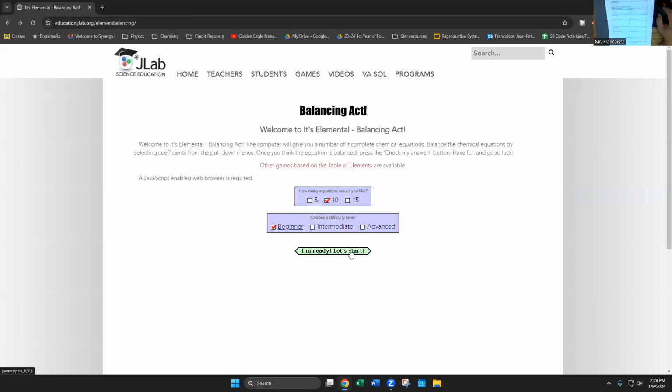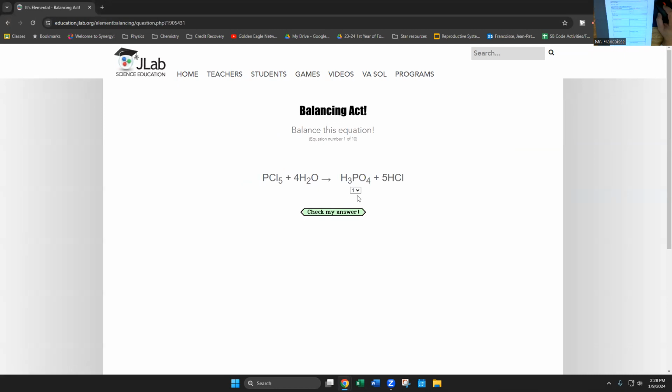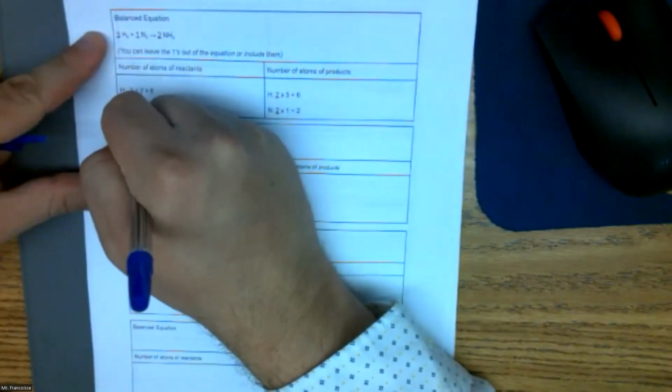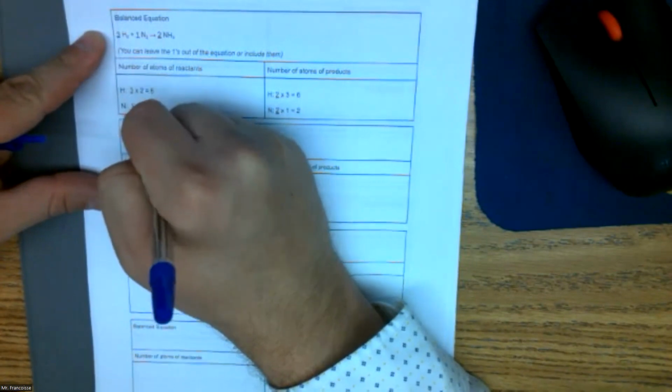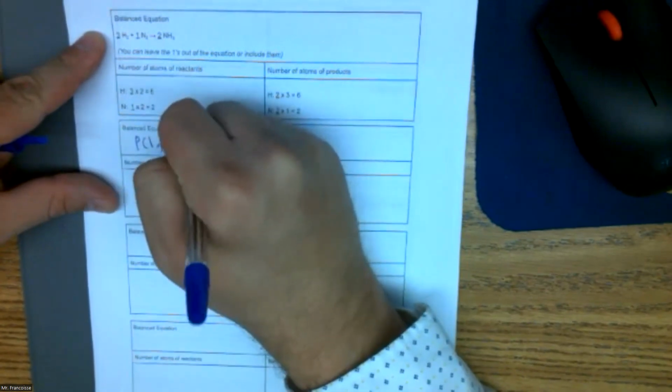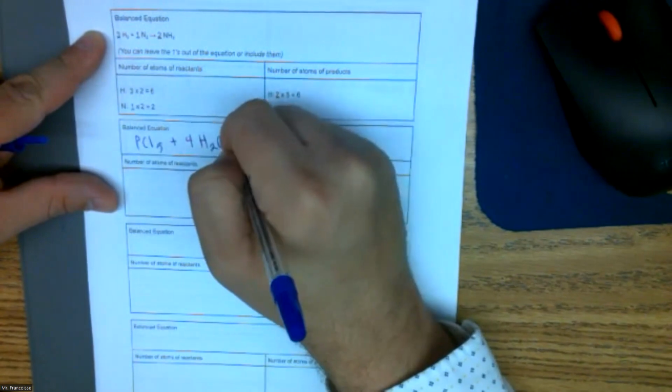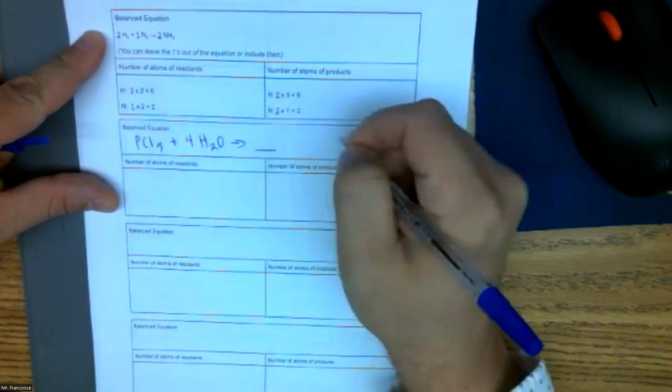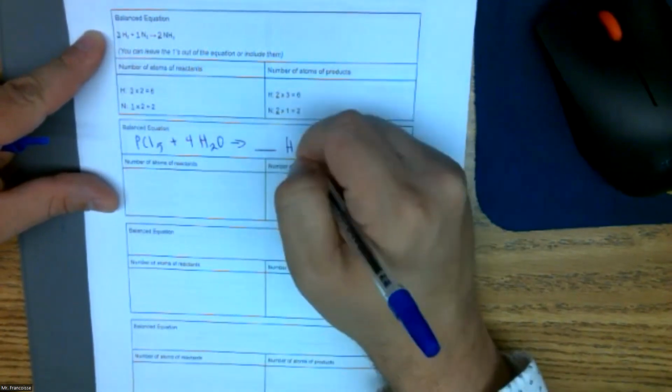So we can kind of look at a beginner one to get us started for this. So the first thing that we're going to do is write down on our sheet of paper the equation that we're doing here. Our goal is to figure out what number needs to go in front of this to make it work. All right, so let's go ahead and do that. So we are going to, on our paper, write down our balanced equation. So the balanced equation we have here was PCl5 plus 4H2O gives us, this is our unknown. So this was the spot that we can change it.